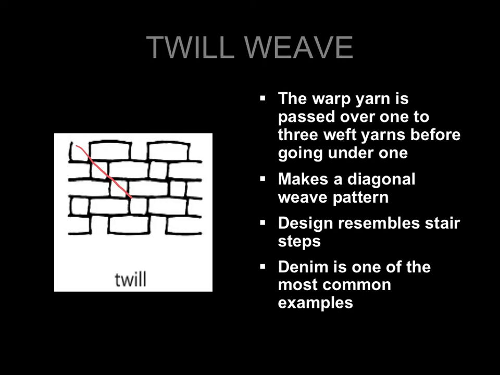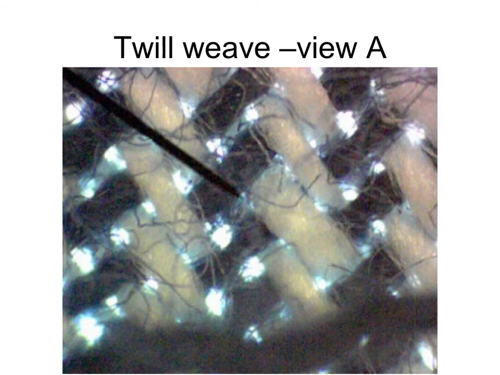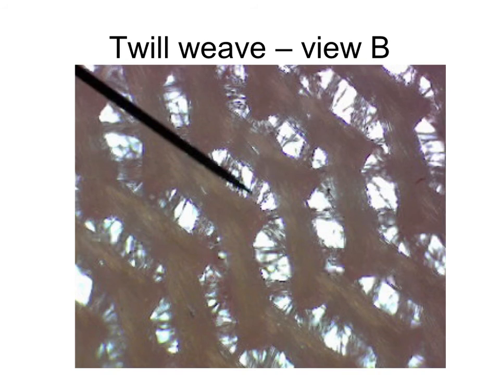For twill, this one actually makes a diagonal weave pattern. So you can actually see this working down at a perfect diagonal. A good example of a type of fabric that is a twill weave would be denim. So here again, you can see them working at that diagonal, and now obviously this one is kind of turned, but if you notice, it goes along the same line for our warps and our wefts.